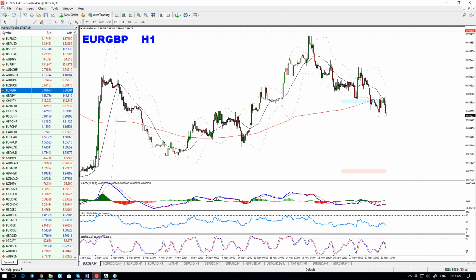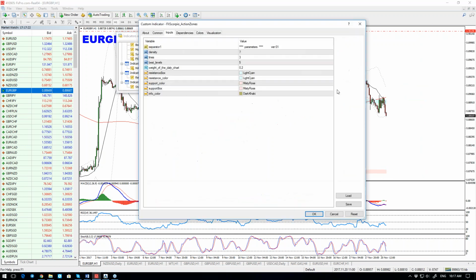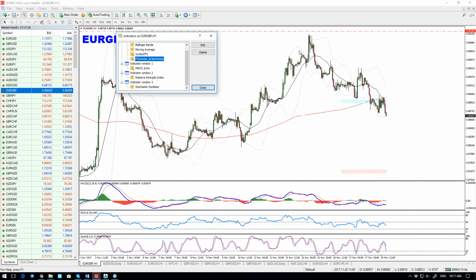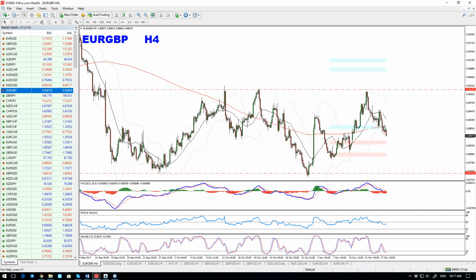As for the euro pound, John, for your question, yes, the action zone could be adjusted here. Those are your colors. You play here with the colors. You've never been in the settings, huh, John? You can play with the colors as much as you want. Okay, so that's for the euro pound.